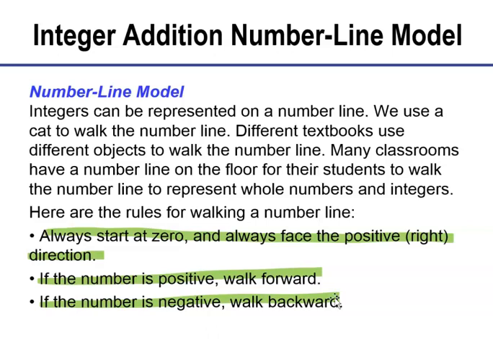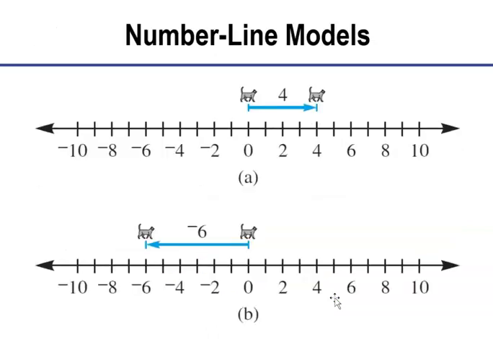Let's take a look at the cat model. Here we go. So we have a tiny little cat. Notice we started at 0. So right here, if we're going to add 4, we walk 4 to the right. Okay, and then we end up at 4 because we know 0 plus 4 is 4. Start at 0. All right. If we want to talk about a negative 6, we're still facing towards the right, but we walk backwards and get to negative 6.